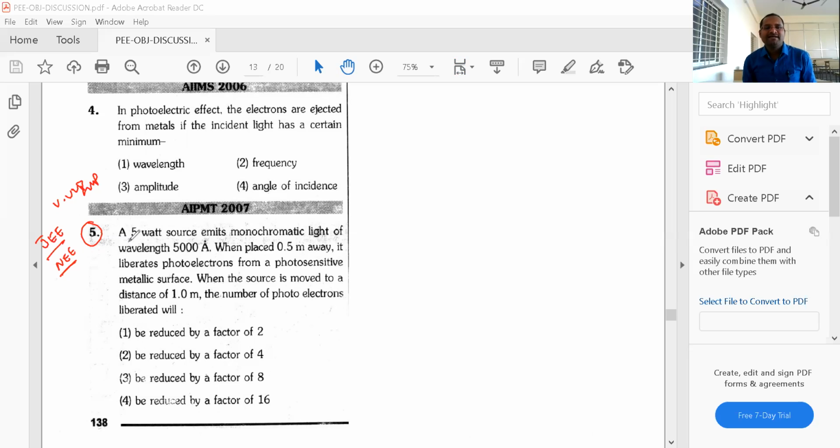See what they have asked. A 5 watt source, watt being the unit of power, emits monochromatic light of wavelength 5000 angstrom. Let us imagine there is a bulb here.